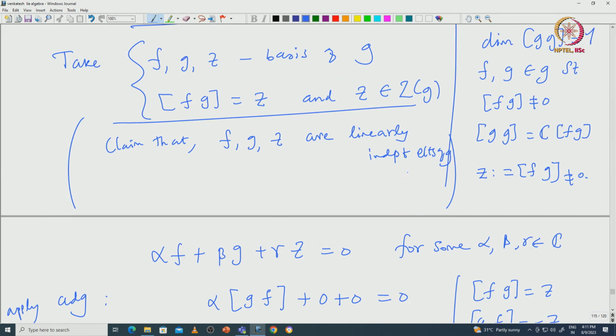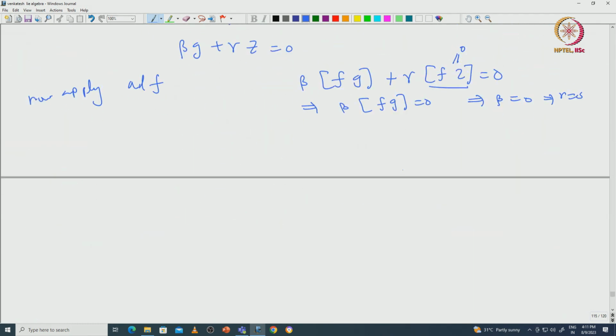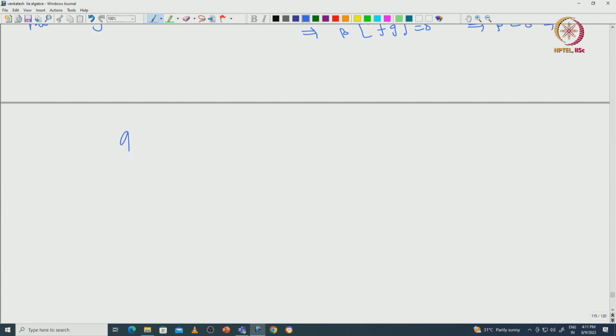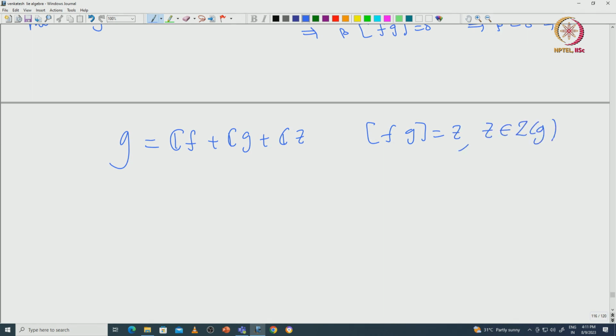So, now if you just put them back, what you are getting is G is nothing but the span of f, g and z, and the bracket f g is z and z is in the center. So, that simply says G is isomorphic to the Heisenberg algebra. Okay. So, this is the proof.